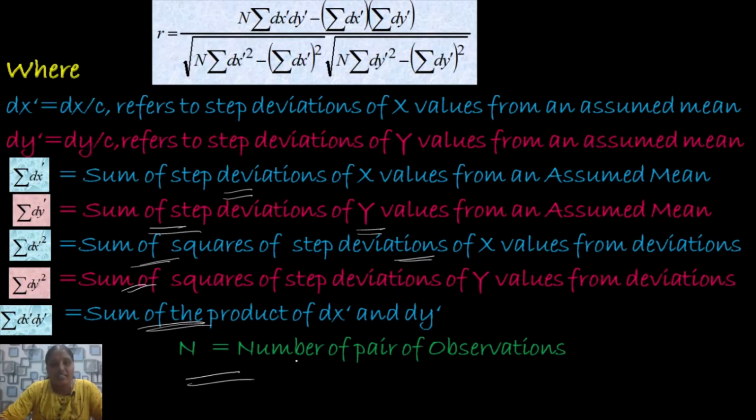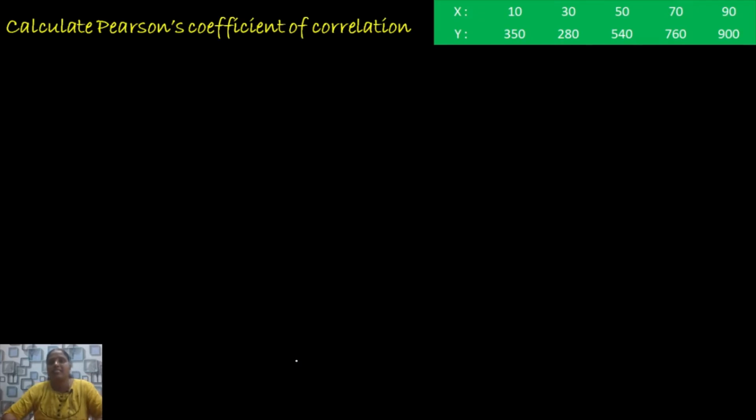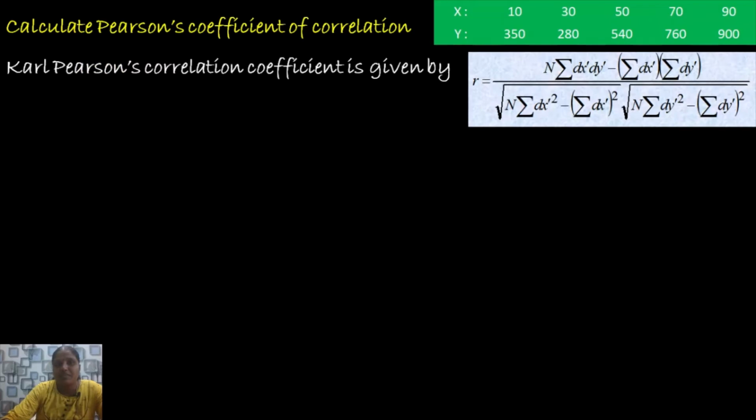With this short introduction, let me now move on to an example and discuss how to calculate Pearson's coefficient using this method. Calculate the Pearson coefficient of correlation. Here the values of x and y are given. X takes the values 10, 30, 50, 70 and 90. Corresponding values of y are 350, 280, 540, 760 and 900. Here the x and y values seem to be large, so we prefer the step deviation method.